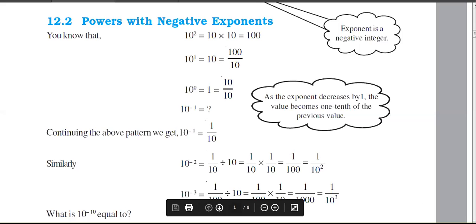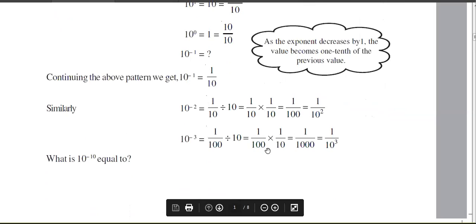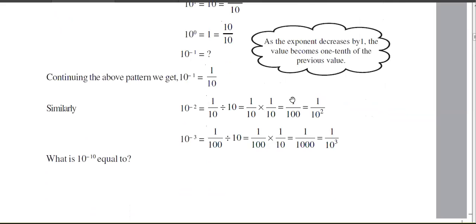Similarly, 10 raised to the power minus 3 will be nothing but 1/10 into the earlier value. The earlier value, for 10 raised to the power minus 2, was 1/100. So 1/100 into 1/10, you get 1/1000. That is 1/10 raised to the power 3. So when you say 10 raised to the power minus 3, you write 1/10 raised to the power, instead of the negative, 3.